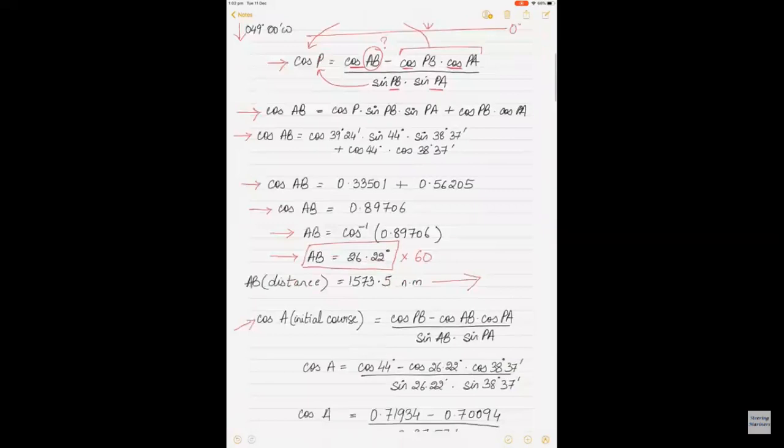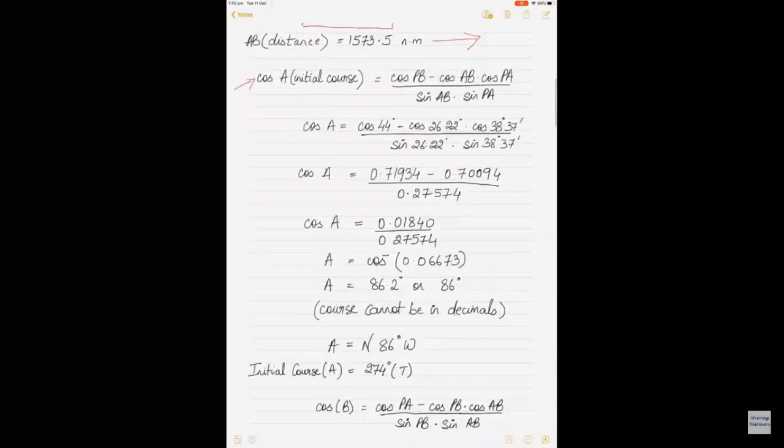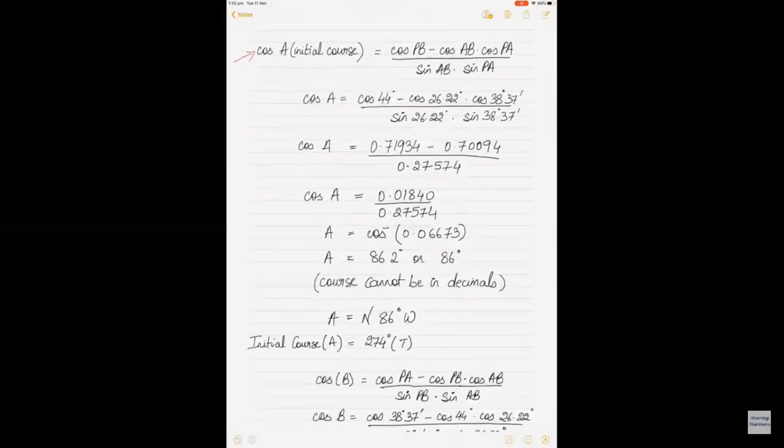Alright, so let's start here. If we put the formula, cos A is equal to cos PB minus cos AB, which is cos PA upon sin AB sin PA. Then you write the side opposite to it, which is PB, cos of the opposite side, minus cos of the remaining two sides, upon the sine of the remaining two sides in the denominator. That's how you get your adjacent sides.